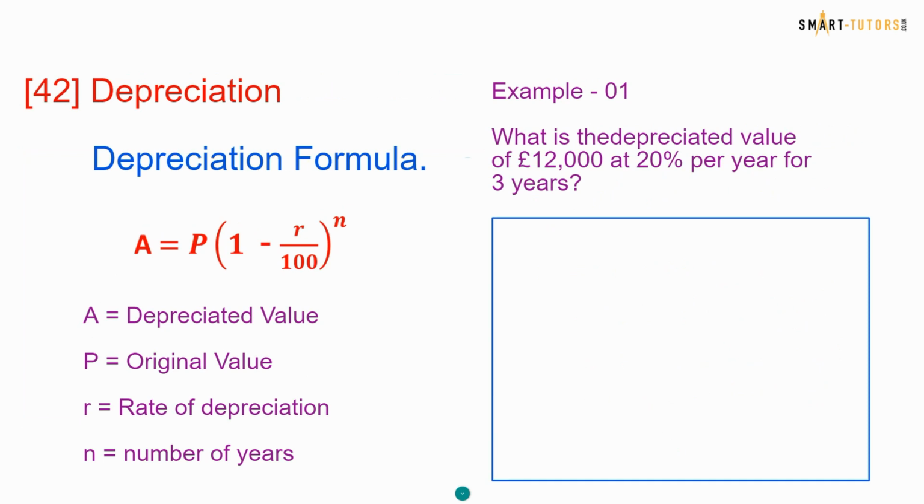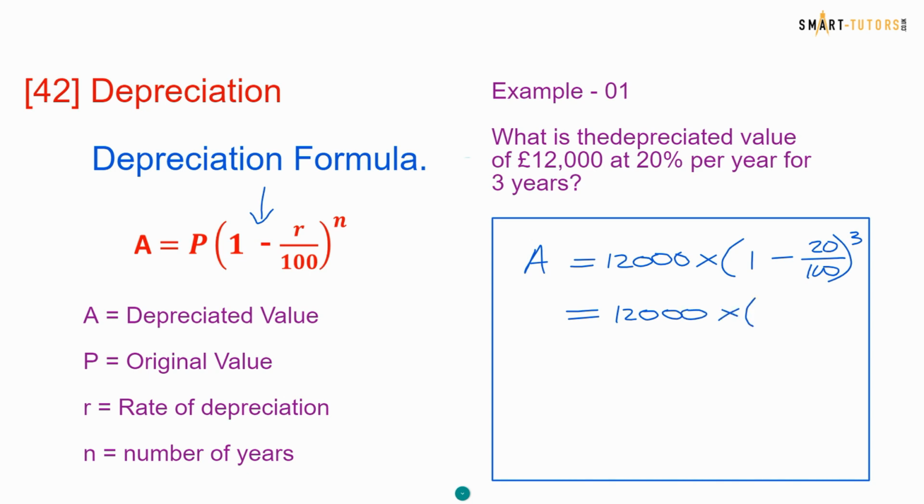Topic 42, depreciation. The reason why I put both equations together is that in compound interest and depreciation it's the same formula, but you only need to remember the minus in between. So A is the depreciated value, P is the original value, R is the rate of depreciation, N is the number of years. What is the depreciated value of 12,000? Say for example, you bought a car for 12,000 at 20% per year for 3 years. So the depreciated value equals £12,000 times 1 minus 20 over 100 to the power 3, right? So 12,000 times, 1 take away 0.2 is 0.8, to the power 3. So that is the answer.